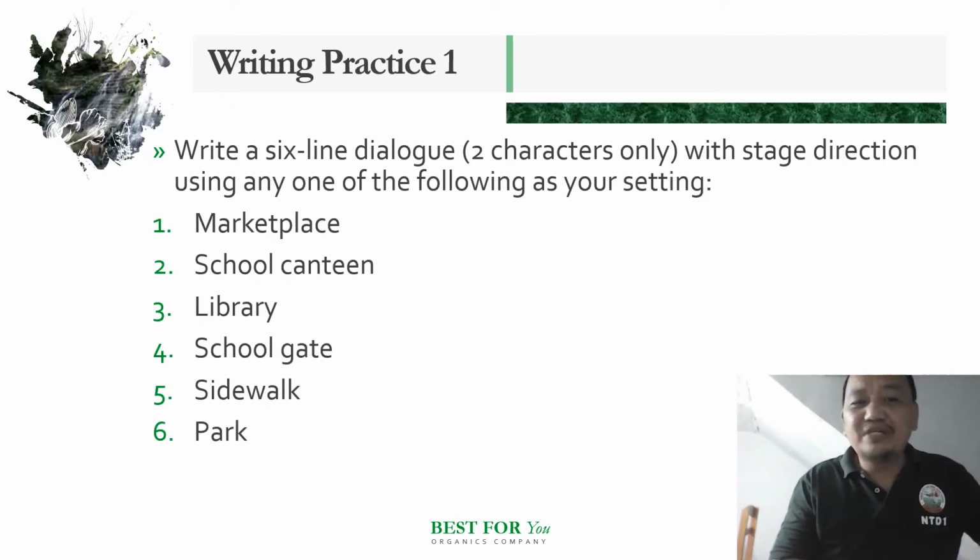Alright, it's time for your first writing practice. Now for this, I would like you to write a 6-line dialogue, just 6 lines, with 2 characters, include stage directions, and use any one of the following as your setting. Just one, right? Just one 6-line dialogue. So the first possible setting is the marketplace, or you can also choose the school canteen. Maybe you'd like to write a scene in the library. You can, of course, also use the school gate or the sidewalk or maybe the park. All right, get started. Start writing now.